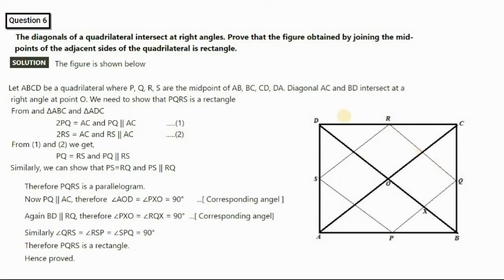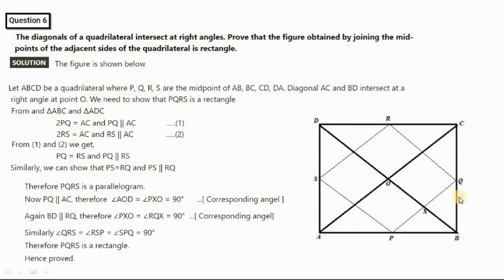Let's have a look at the last question for the day, question number 6. The question says the diagonals of a quadrilateral intersect at right angles. Prove that the figure obtained by joining the midpoints of the adjacent sides of the quadrilateral is a rectangle. This kind of question we have already seen, so let us see what is happening here.